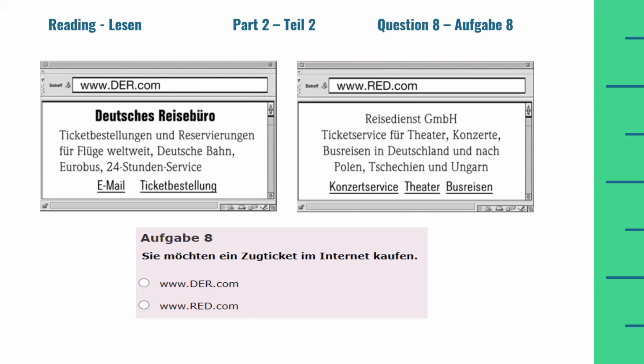Now let's move to the next question. Here again, similar type of question. Let's read the question. Aufgabe 8. Sie möchten ein Zugticket im Internet kaufen. You would like to buy a train ticket on the internet.